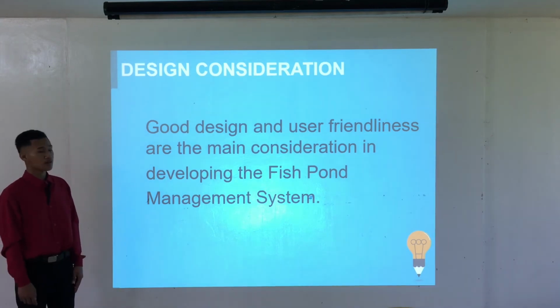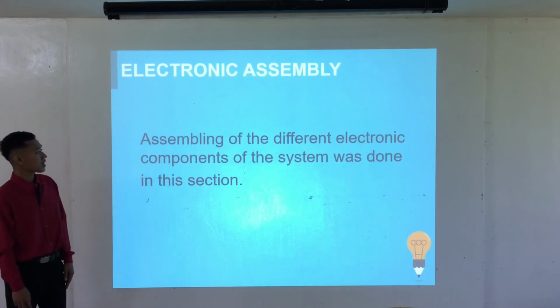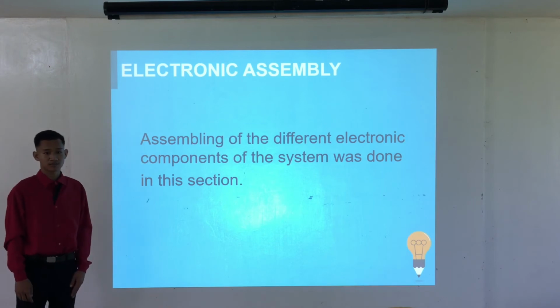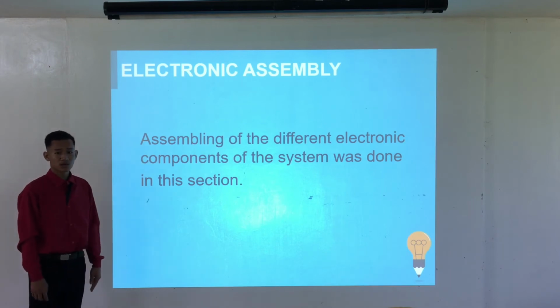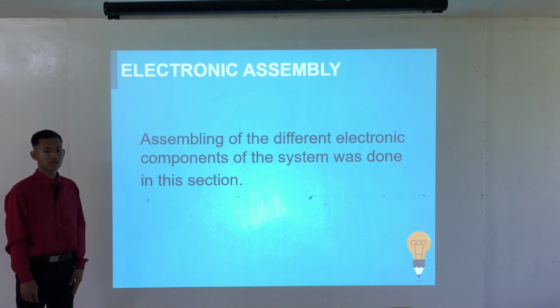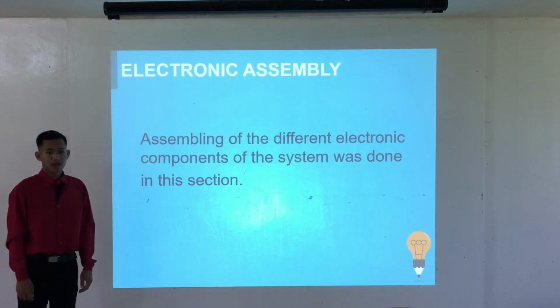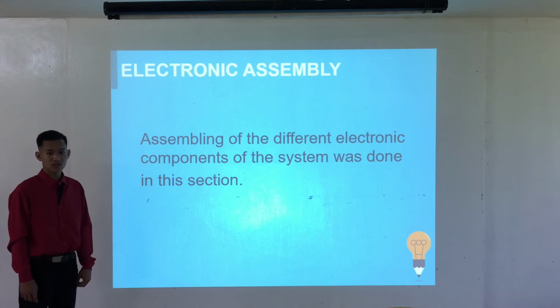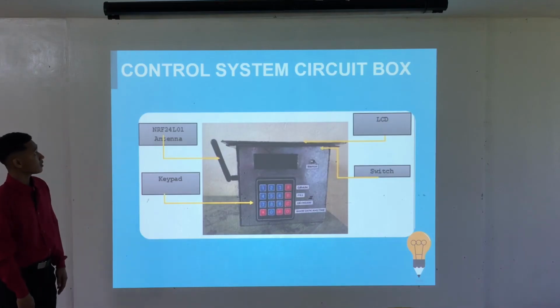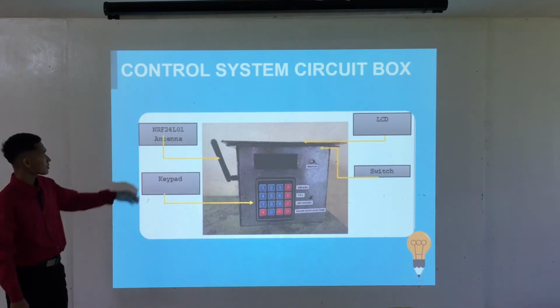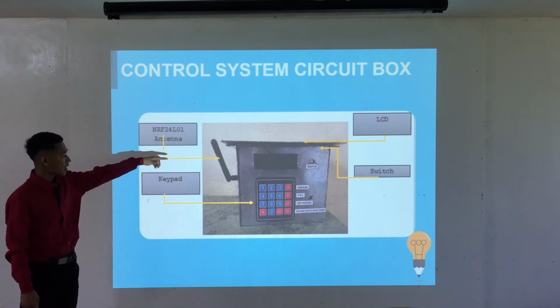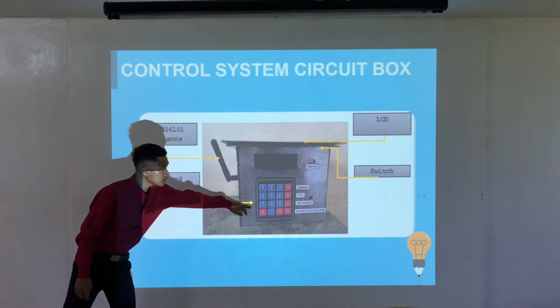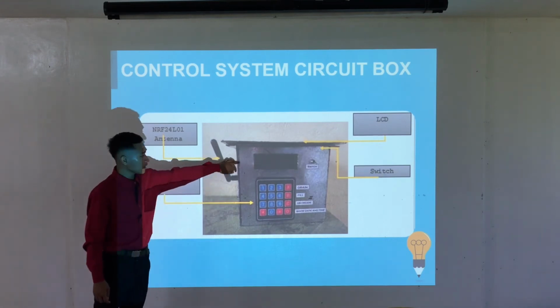Next is the electronic assembly. Assembling of the different electronic components of the system was done in this section. The actuator's motor was attached well on its frame together with its power. And we created a circuitry box to guarantee the components are properly installed. So this is the actual feature of the control system circuit box. It has an NRF24L01 antenna and a keypad module. It also has an LCD and a switch board.